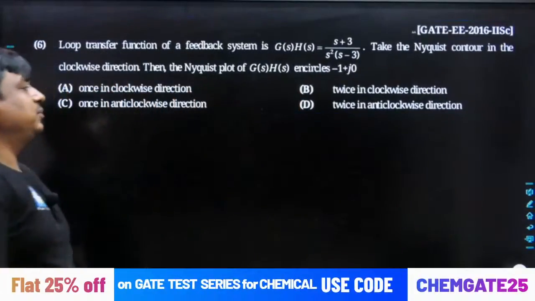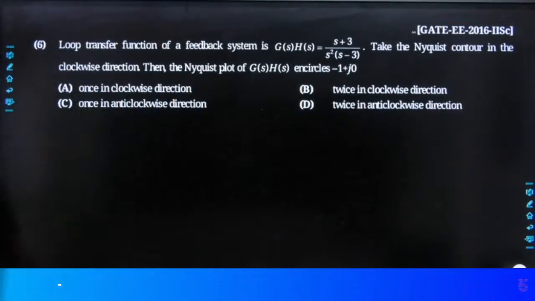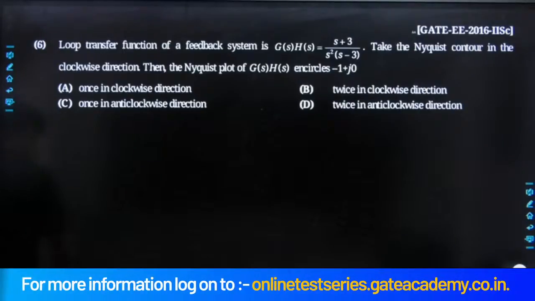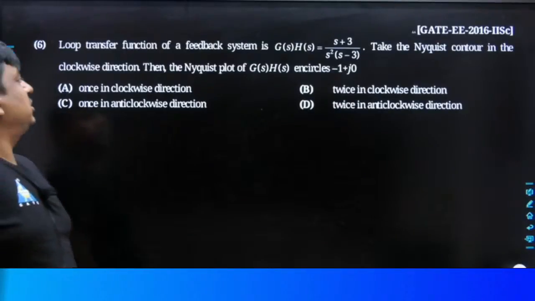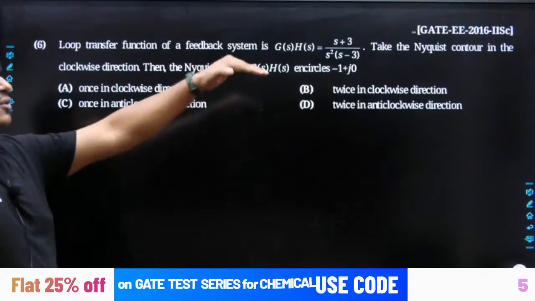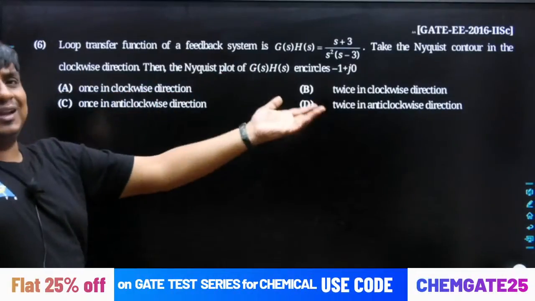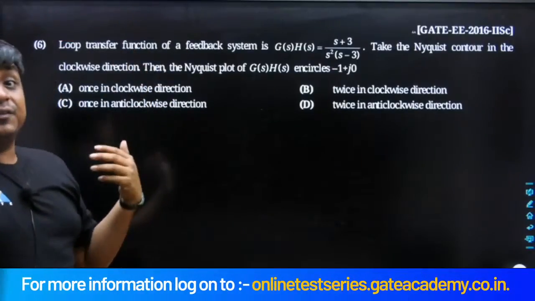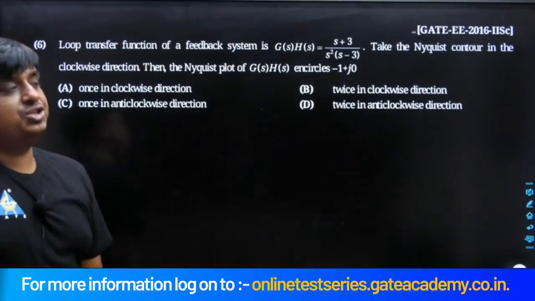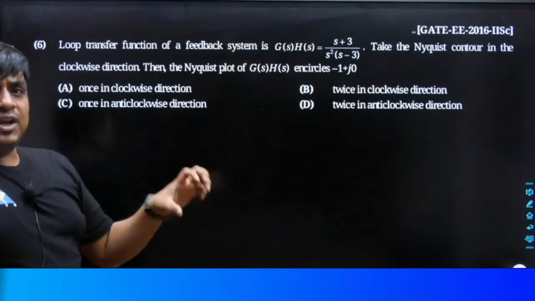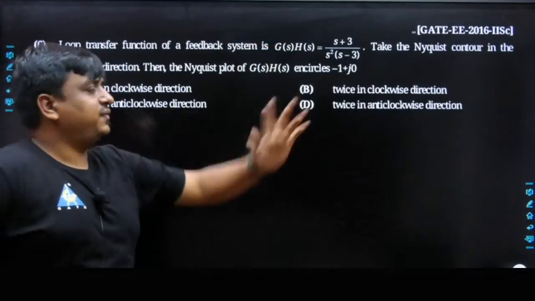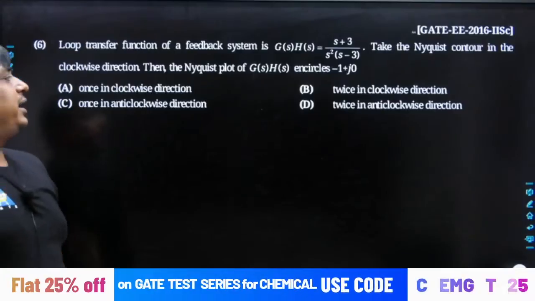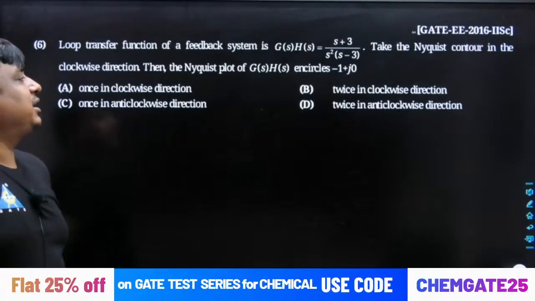Read this problem carefully, and within 2 minutes you must be able to answer it well. The problem states the loop transfer function, that means you go forward, you come backward. On the forward side you get the forward path transfer function, that's G, and once you come back you get the feedback path transfer function, that's H. Put together, G into H is the OLTF. G(S)H(S) is equal to (S plus 3) divided by S square multiplied with (S minus 3).